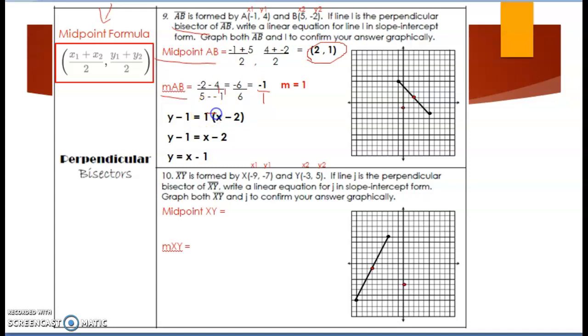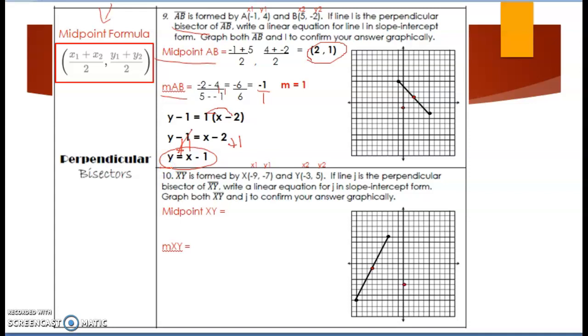Well, if I distribute 1, it doesn't change anything. I still have x minus 2. So the only thing we have to do is add 1 to both sides. y is now alone. We get y equals x minus 1.